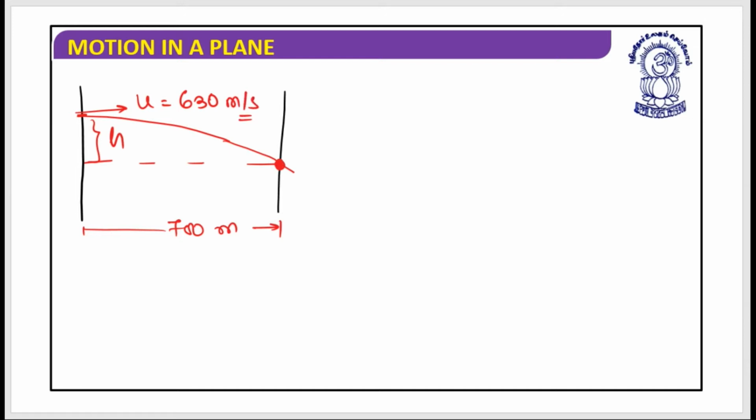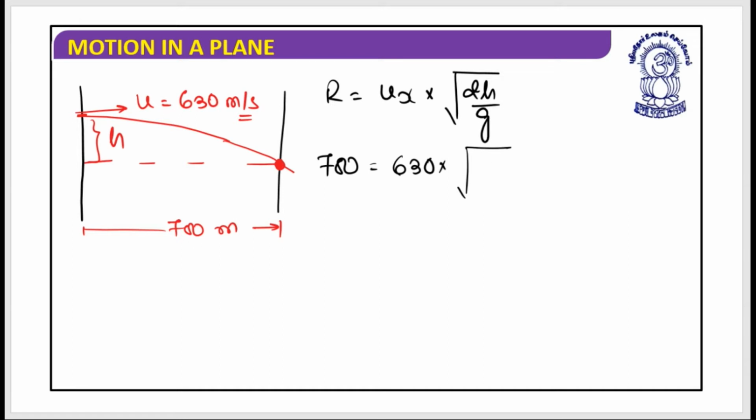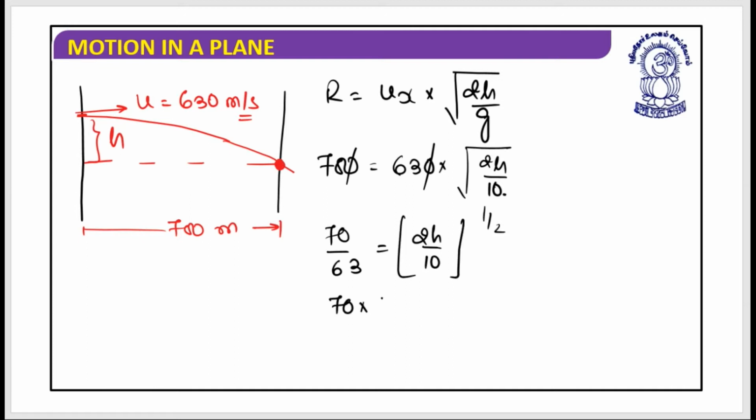So now r, the range, is equal to horizontal direction velocity multiplied by time of flight, and time of flight can be written as root of 2h by g. This r is 700, this ux is 630, multiplied by root of 2h divided by g, let's take it 10. So it's 70 by 63, equals root of 2h by 10. Let's take the square: 70 into 70 divided by 63 into 63 equals 2 into h divided by 10.